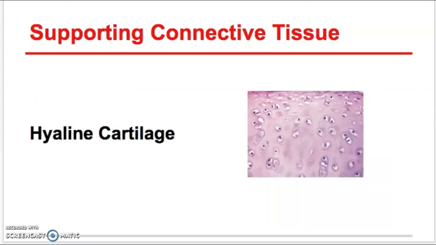Another supporting connective tissue is hyaline cartilage. Hyaline cartilage is found at the ends of our bones. It's also found in the C-rings that form our trachea. Hyaline cartilage is by far my favorite tissue. I just think it's beautiful.